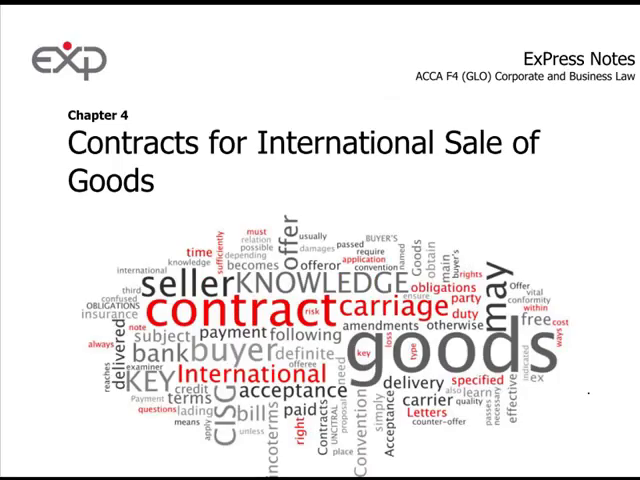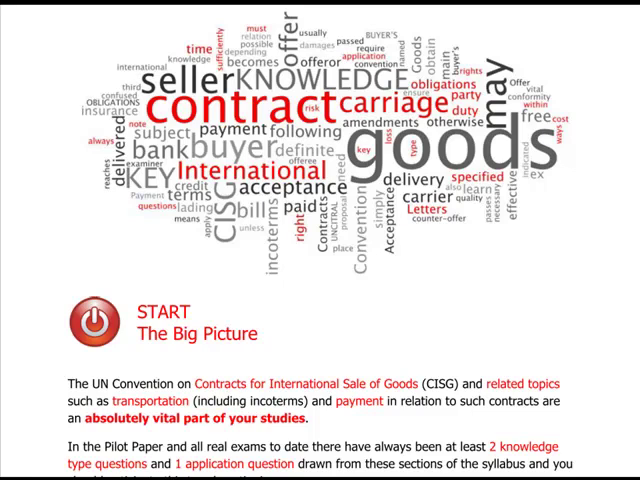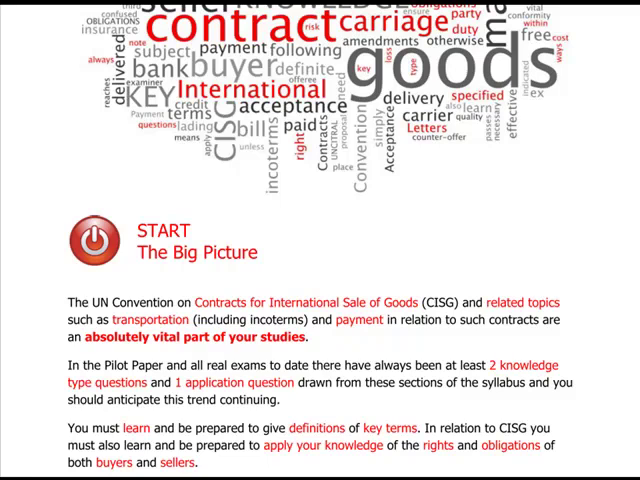Okay, Chapter 4, Contracts for International Sale of Goods. The big picture: the UN Convention on Contracts for International Sale of Goods and related topics such as transportation, i.e. Incoterms, and payments are an absolutely vital part of your studies. They always come up in exams, in one question or two sometimes. So you must look at this, certainly in your lectures and on your notes.